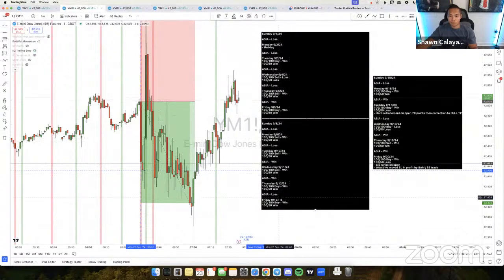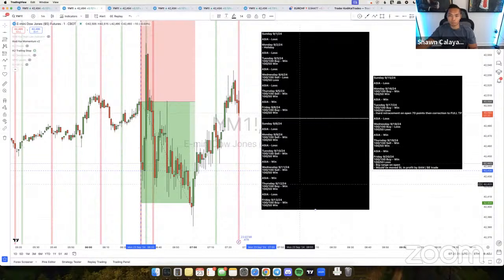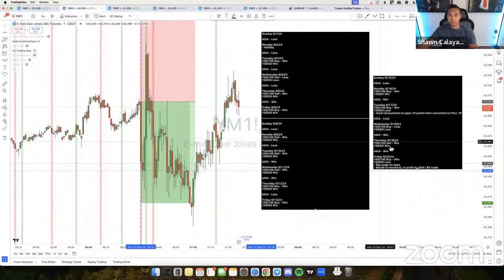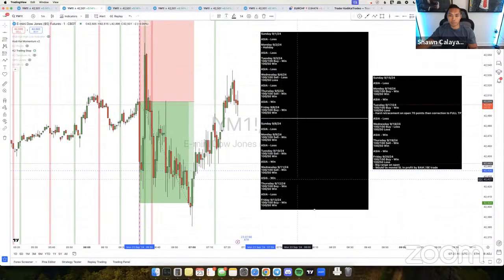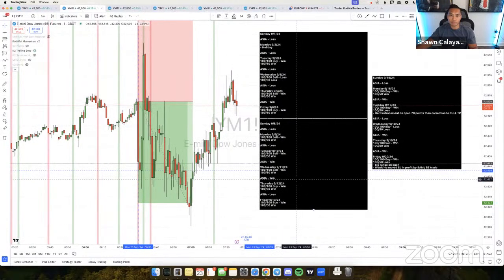And then for the prior week, Thursday lost, Wednesday won, Tuesday won, Monday lost. Because it's a 1 to 2 risk to reward, 2 losses here would be equal to 1 loss, and you'd still be in profit 100 points. Same with the previous week, you'd have 2 losses, 2 wins. Basically, that would cancel out one of the wins. Still be up an extra 100 points. And then same with the prior week over here as well.